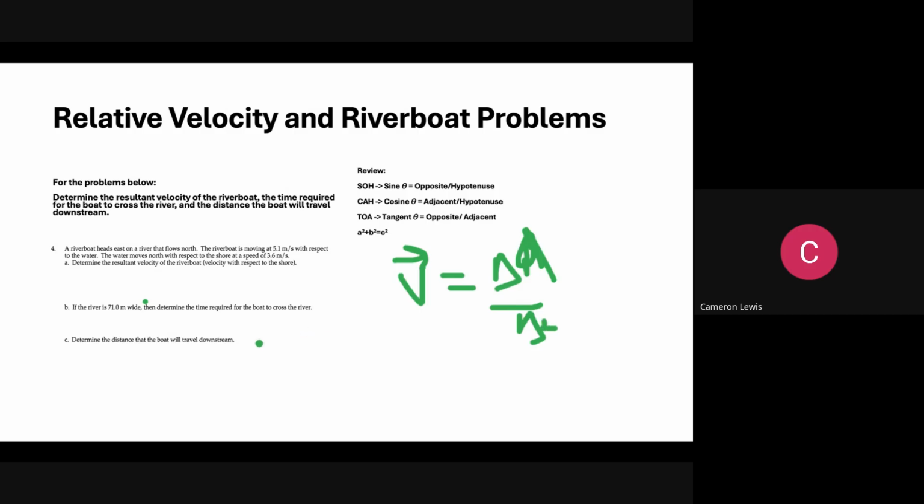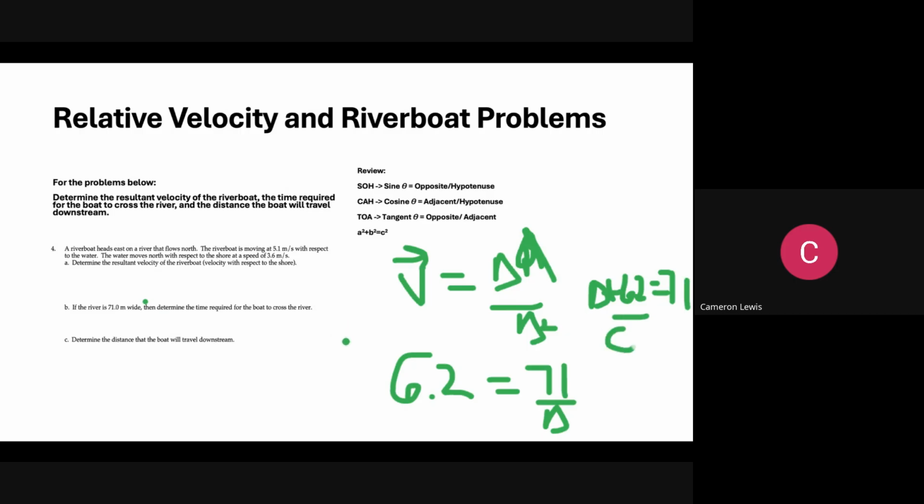We know this is 6.2. And they gave us a distance of how much? 71. And we got a time. All we got to do, I'm going to multiply time through. So time times 6.2 equals 71. So now I divide 71 by 6.2.